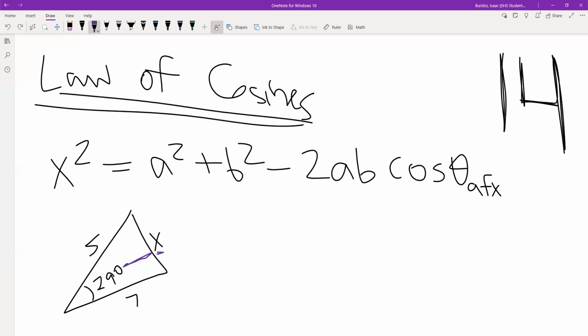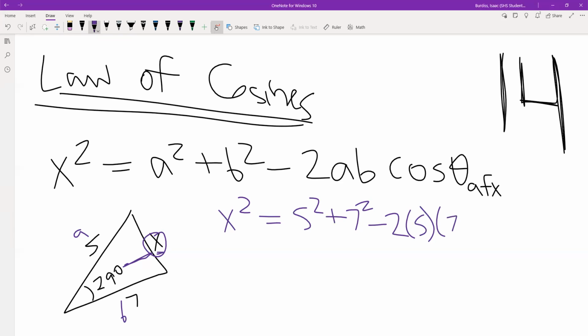So if we're trying to find this side length, let's do that. We have 5 squared plus 7 squared. We can just say that this is a and this is b. Minus 2 times 5 times 7 times the cosine of 29. And usually, when you see an answer like a multiple choice, it will simply be in this format. And actually it would say the square root of it, because this is x squared. We're trying to find the square root of it.